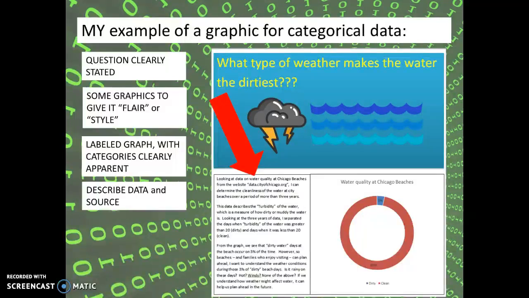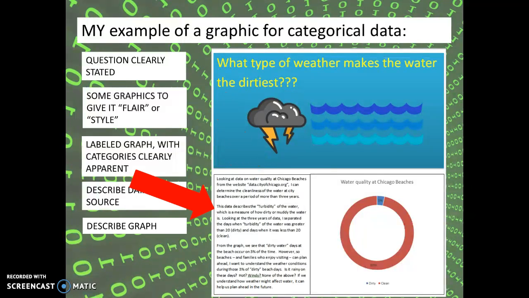This is important as well. Whatever your data is, make sure you're giving a little feedback about what the data is, where it comes from. Because if you just say, hey, here's a graph, give me some context. Where did it come from? That's very important. Describe that. What does that graph exactly mean? What is clean? What is dirty water? So I gave a quick description here.